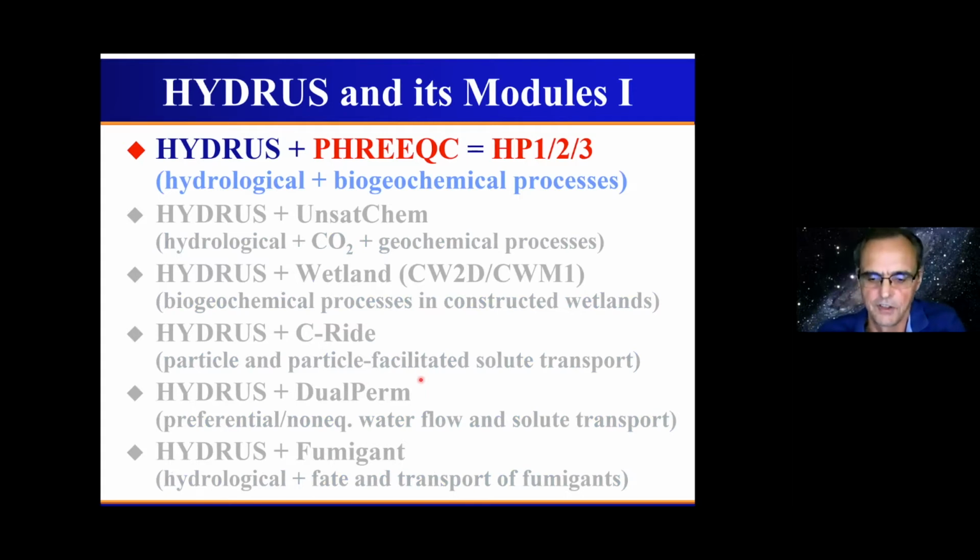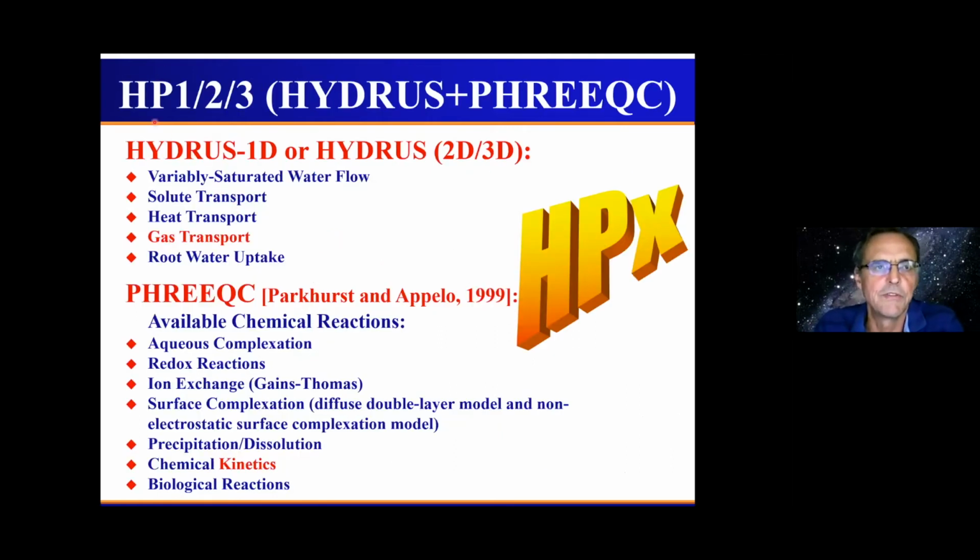Okay, so let me start with PHREEQC. We call this coupled model HP, and then 1, 2, or 3, depending on the dimensions. So H stands for HYDRUS, P stands for PHREEQC. And then we use HYDRUS to simulate flow and transport, and heat transport and root water uptake, et cetera, as in the standard module. But additionally, we also included gas transport because for many applications, we need to know carbon dioxide concentrations, oxygen concentrations, et cetera. So those are important input for the geochemical model. And then we used the PHREEQC code, which was developed by USGS, by David Parkhurst and Tony Appelo. And that's a very general biogeochemical model, which can consider all these reactions which are listed here.